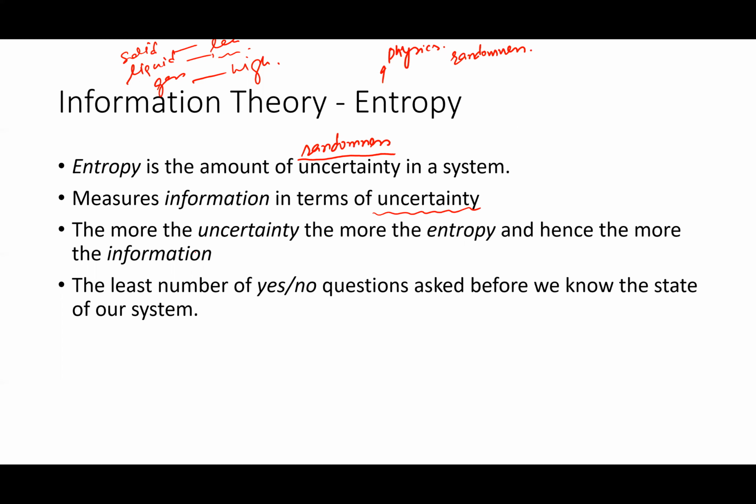Fine. So then we come up with this statement. If you understand it properly, the more the uncertainty of a system, the more entropy there is, and hence the system is said to have more information. Now the information can be understood from this question: the least number of yes/no questions asked before we know the state of our system. It might be a kind of abstract thing. Let me go to the next slide to understand this better.